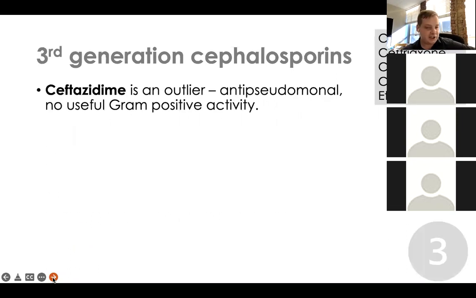I'm going to skip second generation cephalosporins because it's really much more important to talk about the third generation cephalosporins here. You can see them on the right: ceftazidime, ceftriaxone, cefotaxime. Ceftazidime is a bit of an outlier. It's got pseudomonas activity, but it really doesn't do much for gram-positives at all, whereas the other ones have a pretty good gram-positive spectrum.